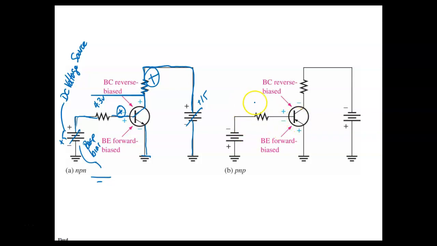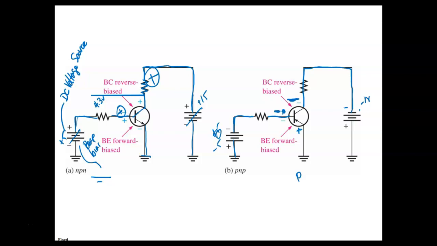Over here on the PNP, notice the batteries are reversed. So here we have the negative with respect to common. This is going to be a lot bigger negative. So if this is minus 5, then this right here would be minus 15. And so what we're doing is we're making the collector more negative than the base. So that's reverse. Everybody okay?